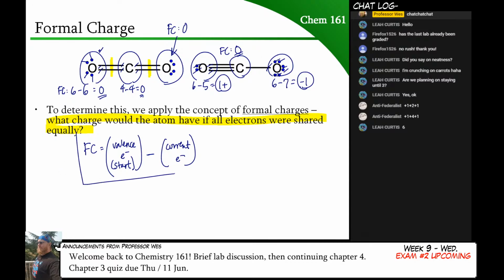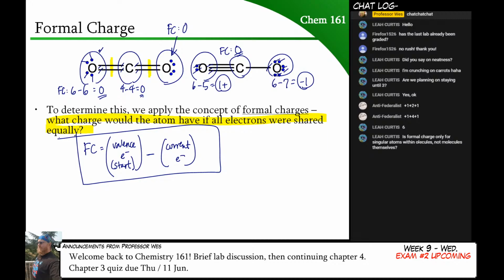So this is our formula. Remember that you want to use this formula to calculate formal charge. How many valence electrons does the atom start with? How many valence electrons does it currently have, counting bonds as 1, and then subtract the 2.